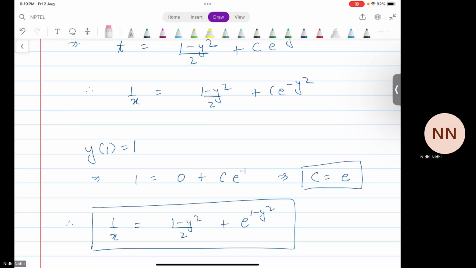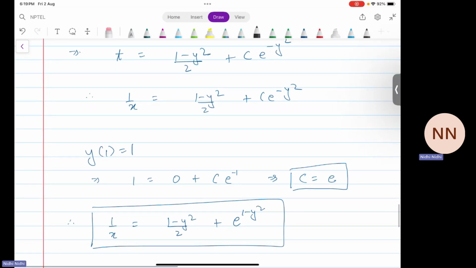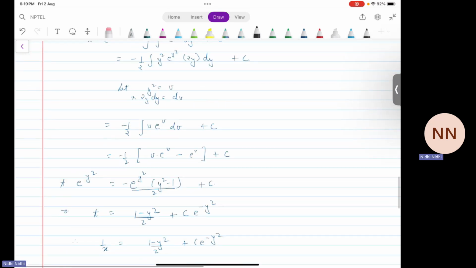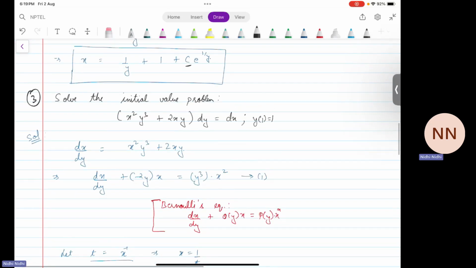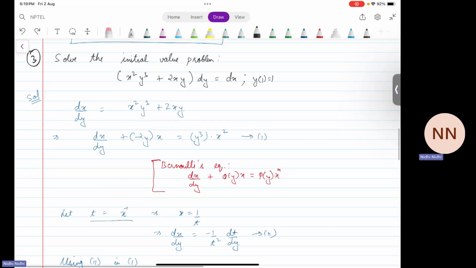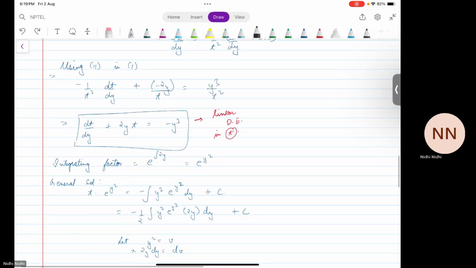Okay. I hope the solution was fine with everyone. The main important thing here is that at the end we need to use this initial value so that we get the particular solution. Rest we had used the basic method to solve a Bernoulli's equation.